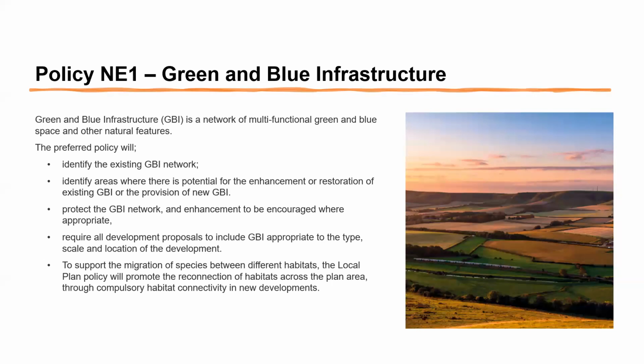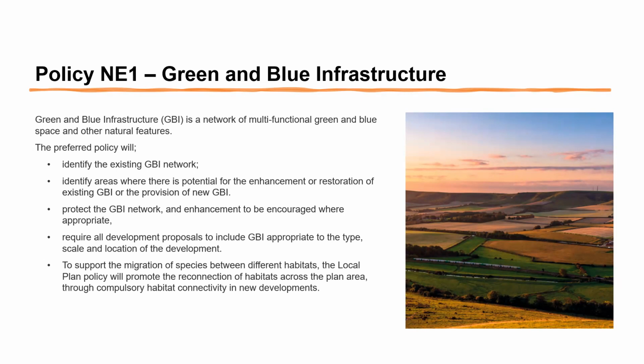So the preferred local plan policy will identify and protect the existing GBI network, linking with the nature recovery network discussed earlier. It will identify areas where there is potential for the enhancement or restoration of existing green and blue infrastructure or the provision of new green and blue infrastructure. The policy would not support development that would undermine the functional integrity of that GBI network. The policy will also require all development proposals to include appropriate green and blue infrastructure to the type, scale and location of the development site.